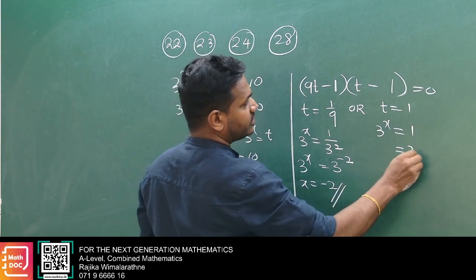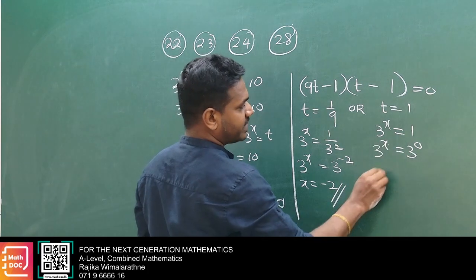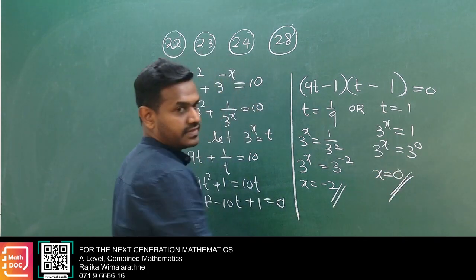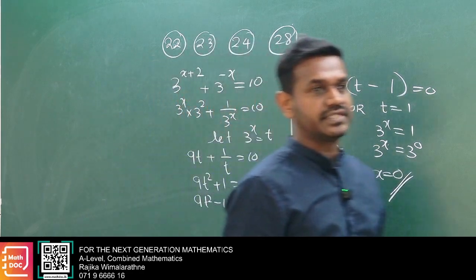1 you can write as 3 to the power 0. Then 3 to the power x equals 3 to the power 0, so x equals 0. Same procedure. Do the rest on your own.